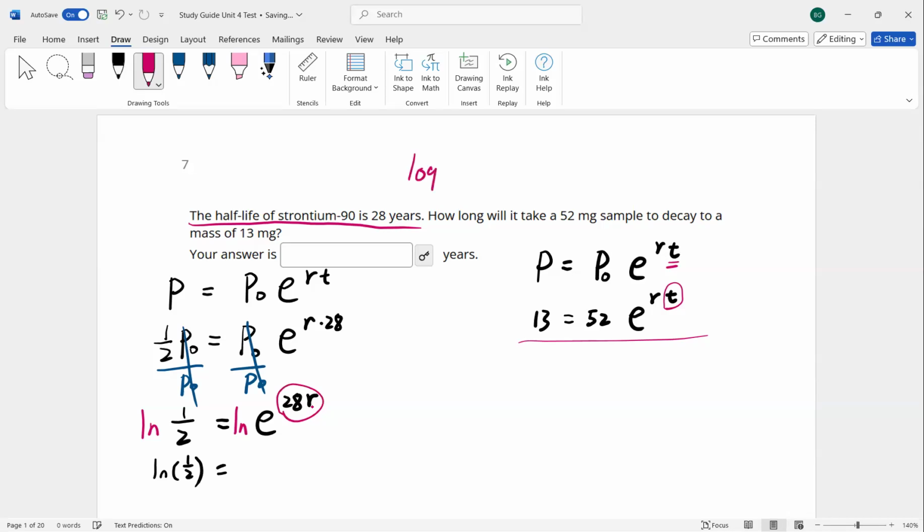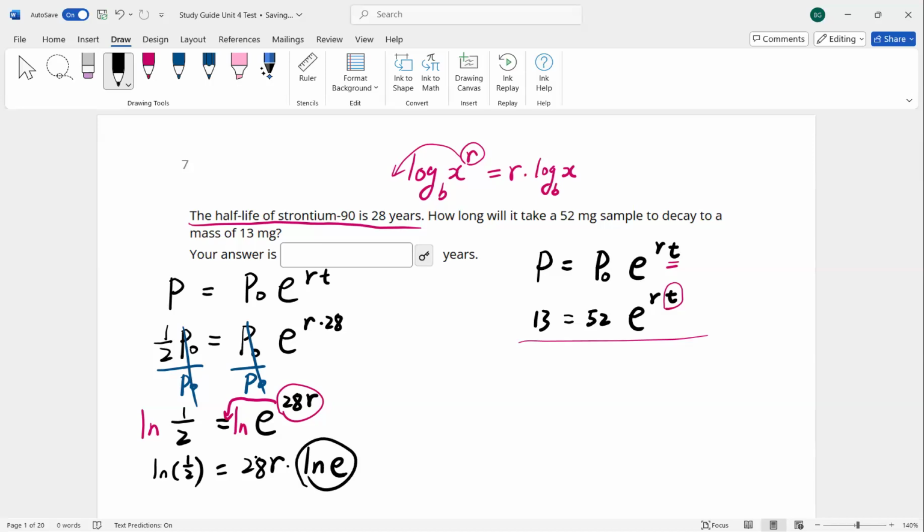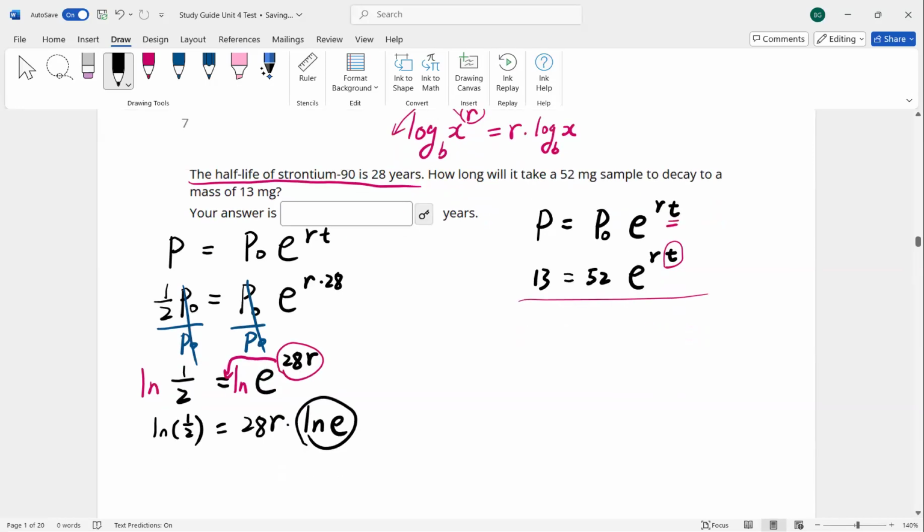Formula for the power rule: log with base b of x to the power r. r is the exponent in the argument. We can move the r in front, times log with base b of x, right? So we can move 28r in front of the ln. We would have 28r times ln e. We all know ln e is 1, right? So we can get rid of that factor, and we have ln half equals 28r.